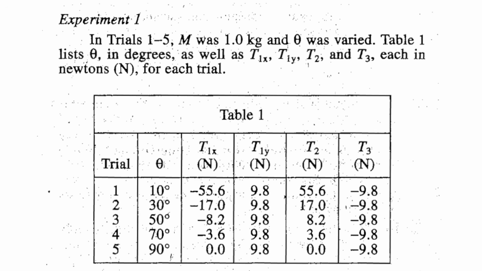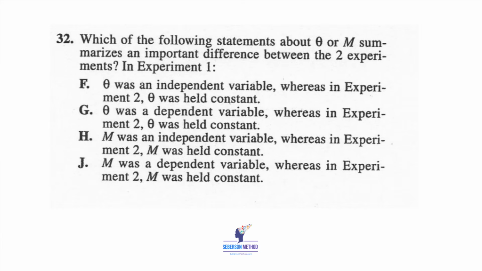So once we get to experiment 1 and we see a table, check this out. What was independent? Your theta was independent. What was held constant? Your T1, because it stays the same for all of the trials. It's the easiest question in the world, number 32. So the answer is theta was an independent variable, whereas in experiment 2, theta was held constant.